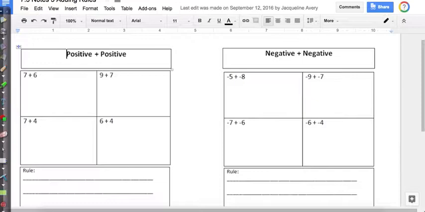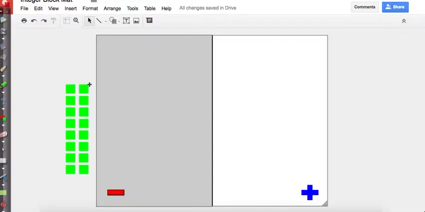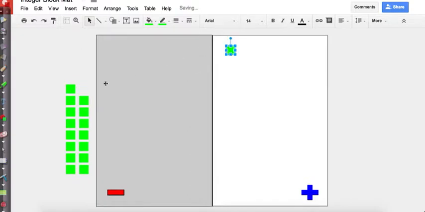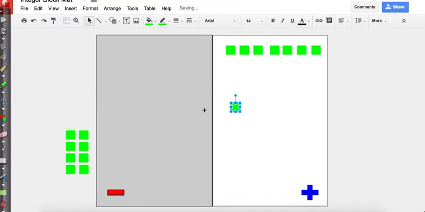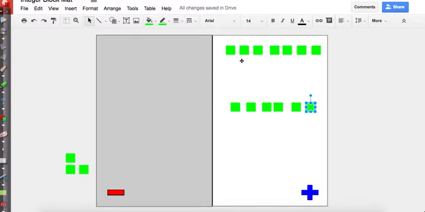So I'm going to go to my integer mat here, and I'm going to model 7 plus 6. So I'm going to put 7 of these squares over here. Okay, and I'm going to add 6 more squares. And as you can see here, all this problem is 7 plus 6. And what's 7 plus 6?